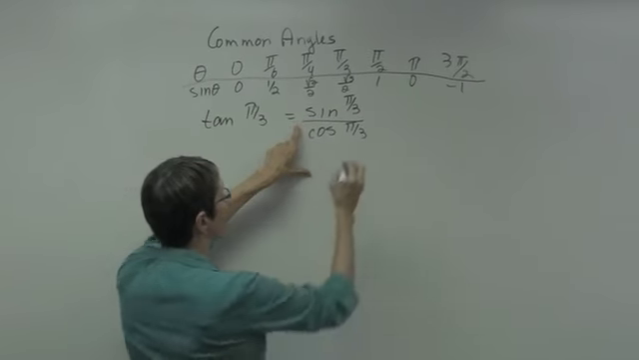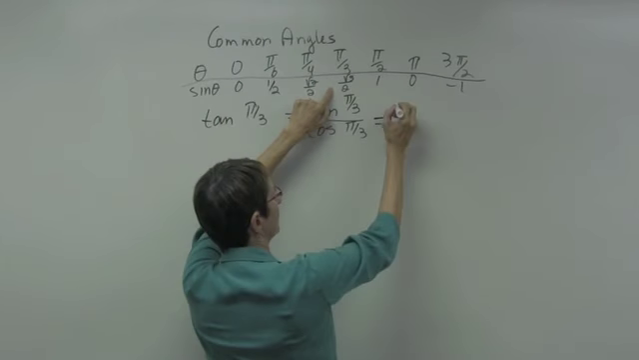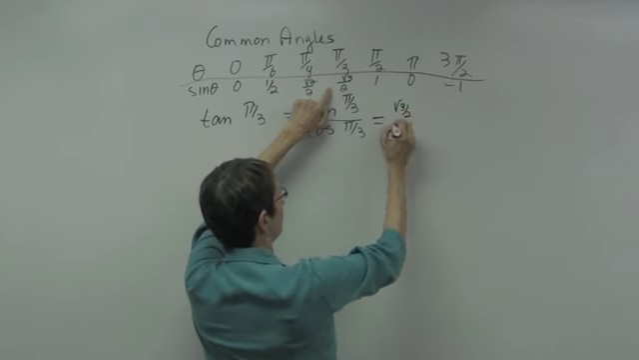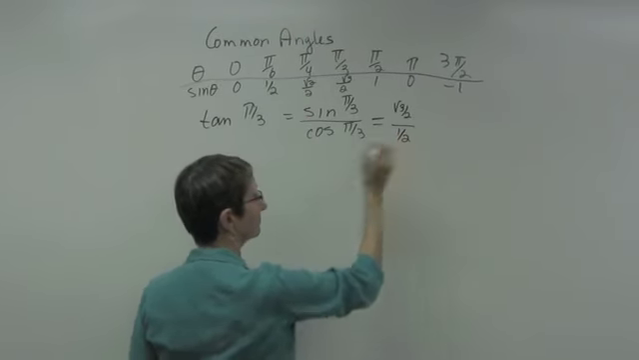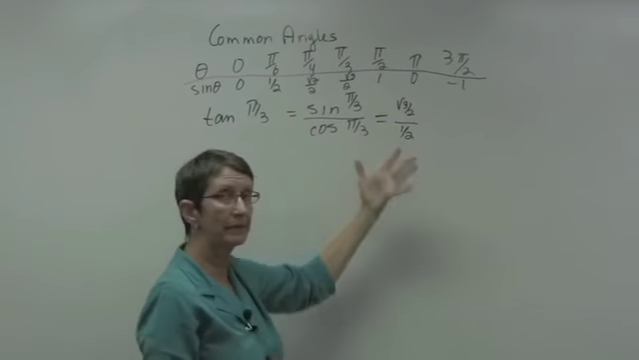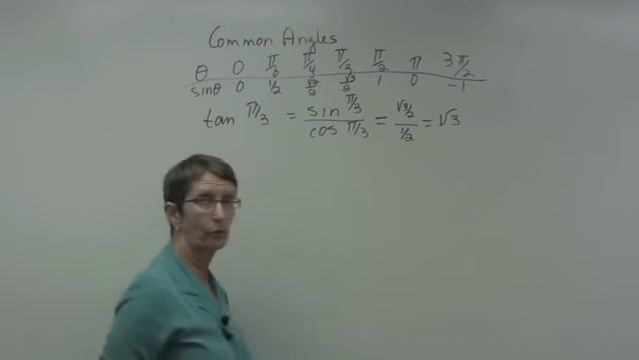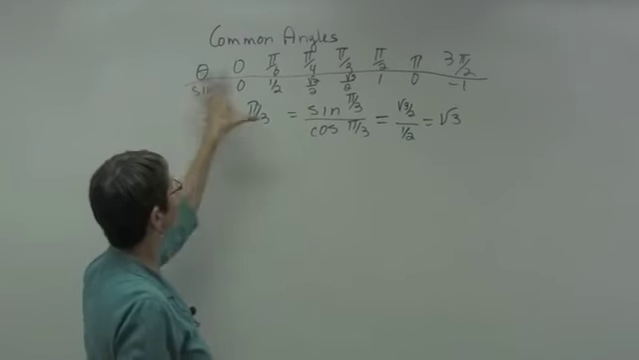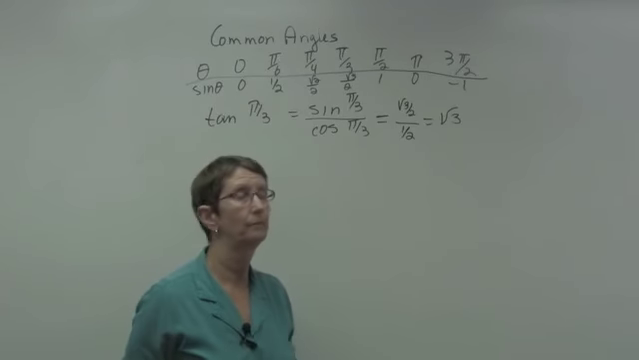Now, if I want to find the sine of pi over 3, I'll look up here, and the sine of pi over 3 is the square root of 3 over 2. Turns out if you look in the table, the cosine is a half. So you can think, we've done this before, invert the denominator, multiply. My tangent of pi over 3 is the square root of 3. And so this table just gives you a way to find what we call common angles.